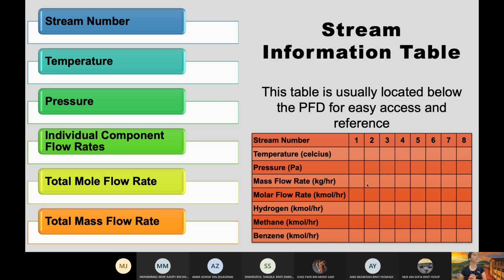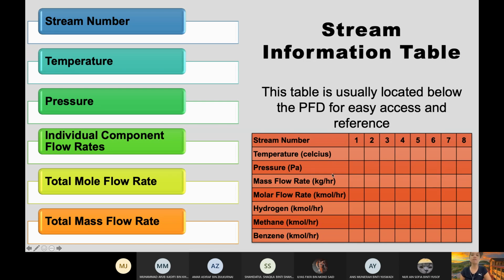Right, next. Okay, stream information table. Okay, so patutnya dalam diagram kamu, you will have this table. However, at this stage of your design project 1, you will have this stream table, tapi certain information kamu tak letak lagi sebab kamu belum buat lagi. What do I mean by that?